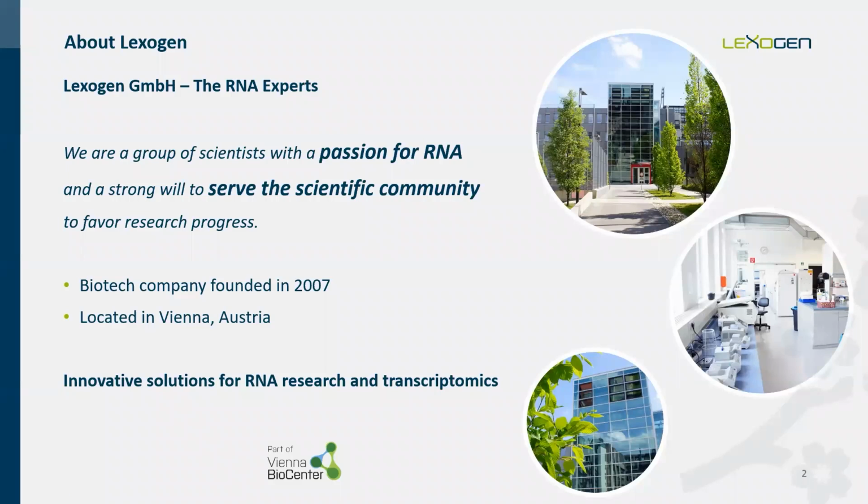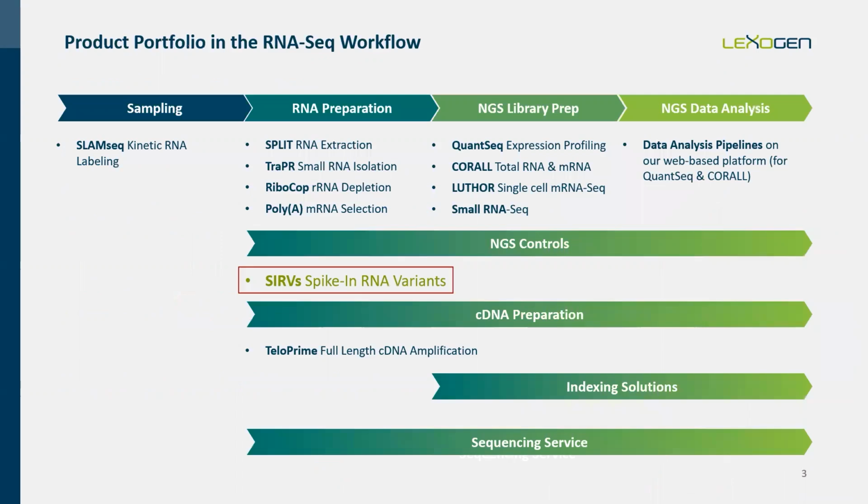LEXOGEN is the RNA experts biotech company. We are a group of scientists with a passion for RNA and a strong will to serve the scientific community to drive research progress. LEXOGEN was founded in 2007 and is based in Vienna, Austria. We at LEXOGEN develop our kits and services to empower our customers with innovative solutions for RNA research and transcriptomics.